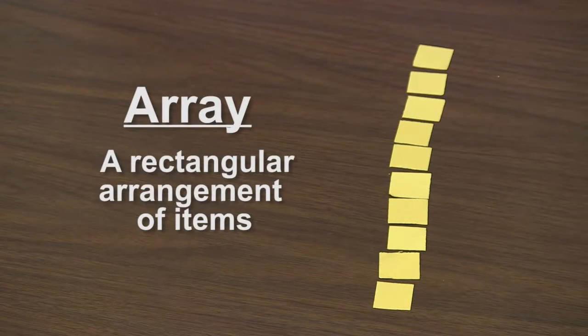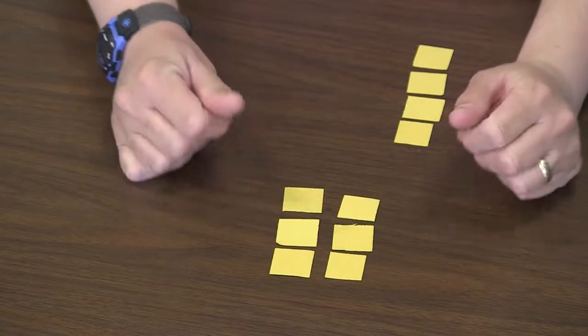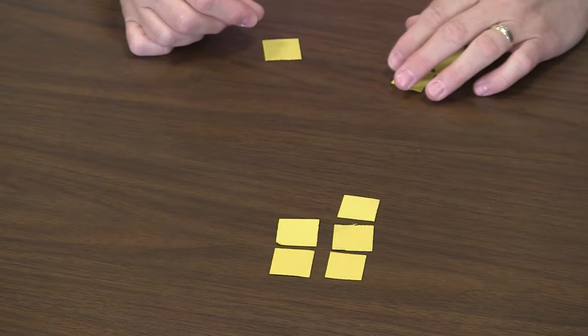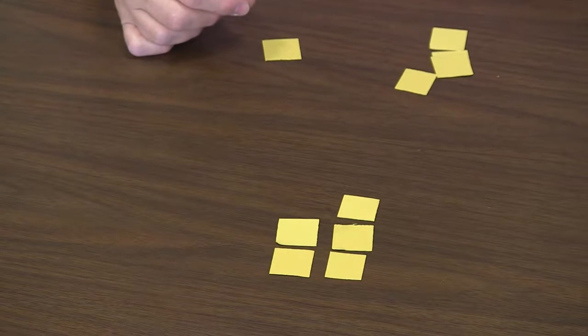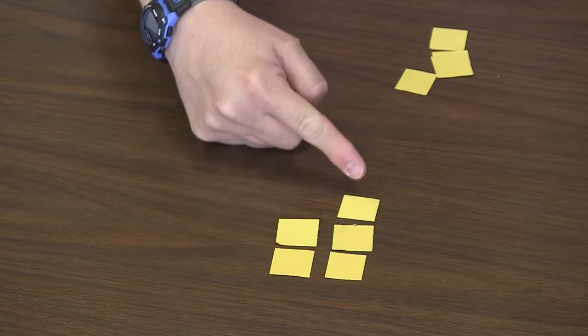First of all, remember that an array is a rectangular arrangement of items. It has rows and columns. For instance, this is an array. This is not. It's not rectangular. Rows run from side to side, and columns run from top to bottom.